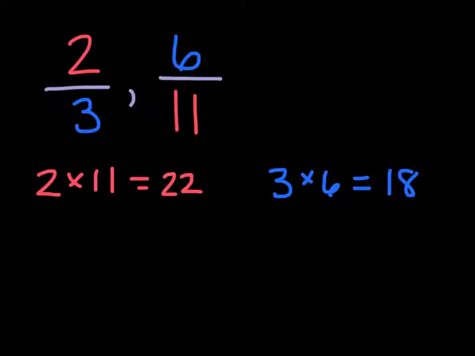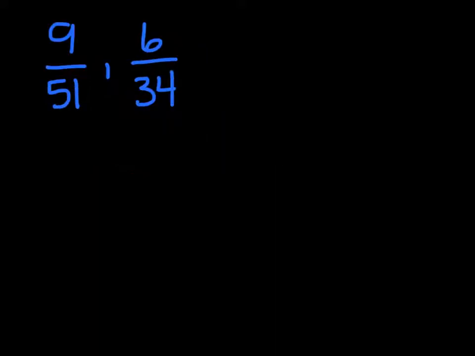So in this way, we can use cross products to tell whether two ratios form a proportion. If cross products are equal, then the ratios form a proportion. If they are not equal, then the ratios are not proportional. Let's work through two examples together to tell whether a ratio forms a proportion.